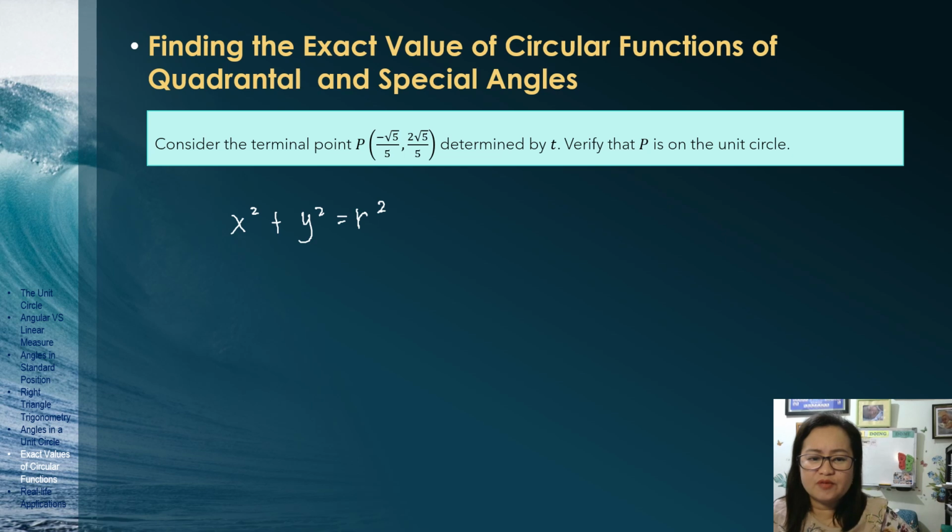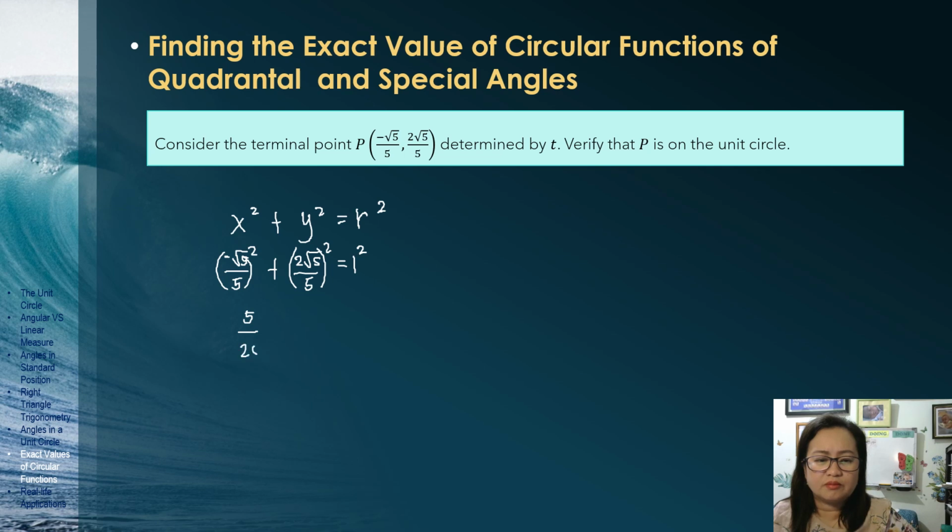Since we have a unit circle, r is equal to 1. For y, we shall have 2 square root of 5 over 5. Then for x, we will have negative square root of 5 over 5 squared. So simplifying that, we will have 5 over 25.